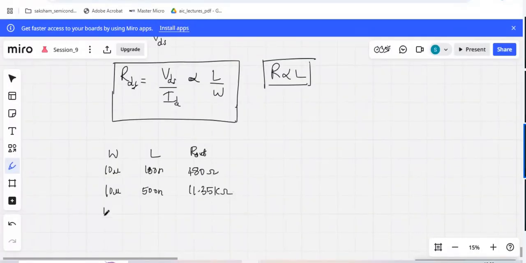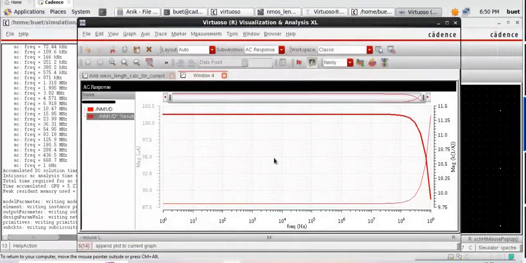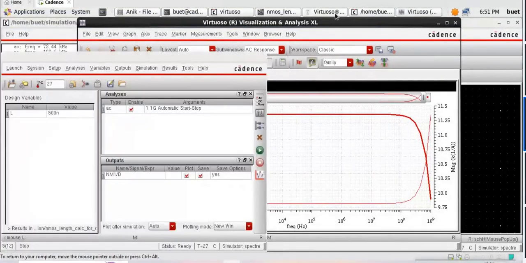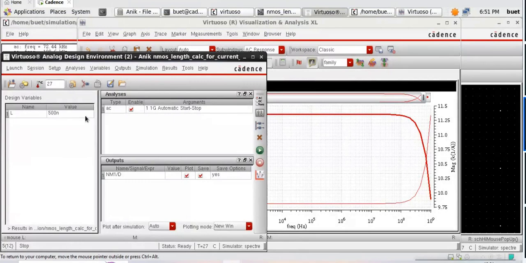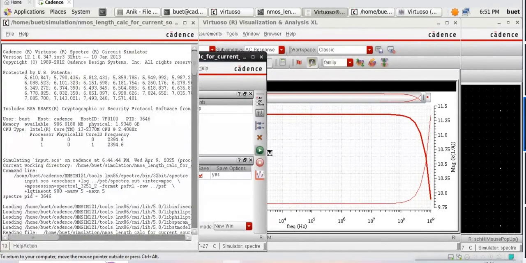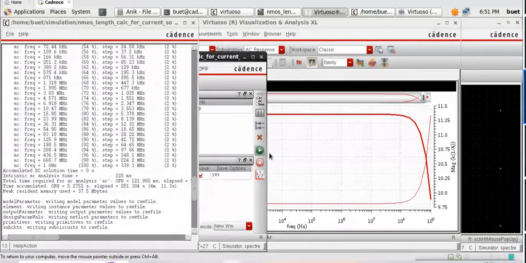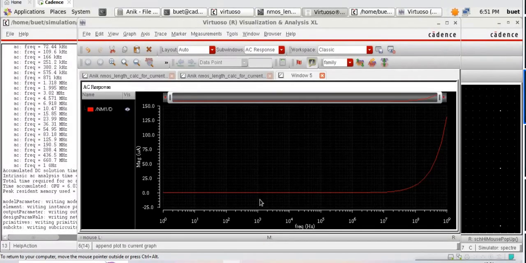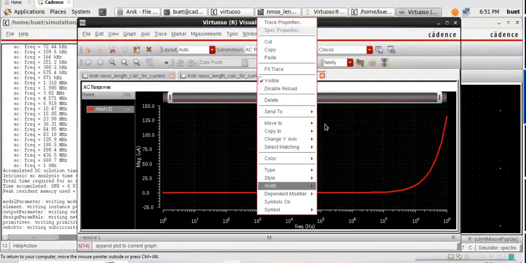Let us go ahead with one more iteration and see what I can get. I'll choose L also as 10 micro, and W is also 10 micro. Let's try to do that. For that, I'll go back to this EDL window and change my L from 500 nano to 10 micro and run again. The plotting mode is new window, which means the previous graph won't be erased. There you go. Here again, let's send it to the calculator.